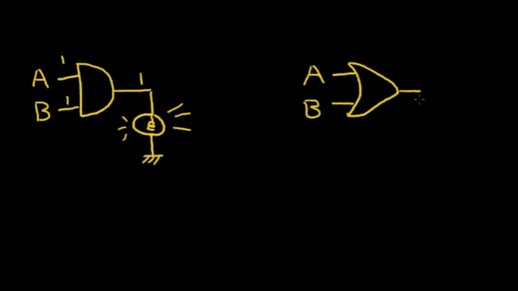In the OR gate, let's also assume we have a light bulb attached to the output. Here's the filament tied to ground. Now in this case, if either input is at a 1, if this is at a 1, doesn't matter what A is doing. If B is at a 1, the output will be at a 1 and the light will shine.